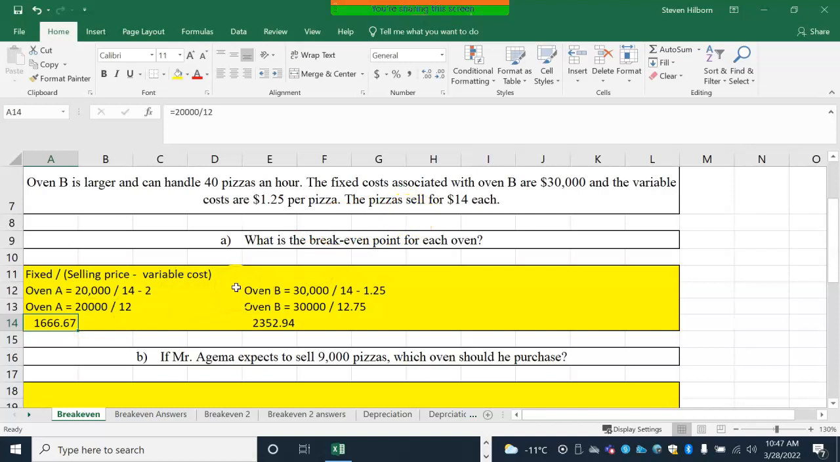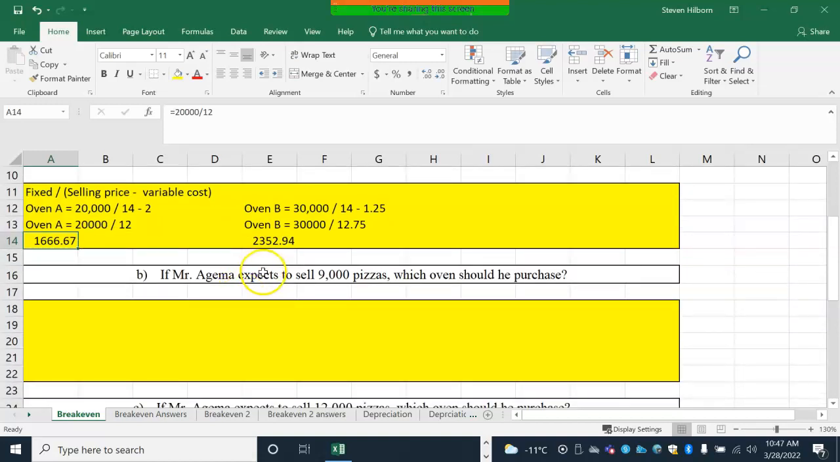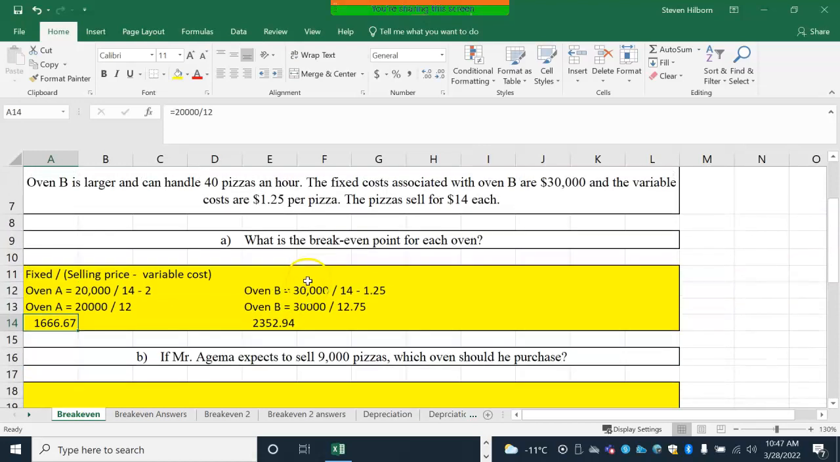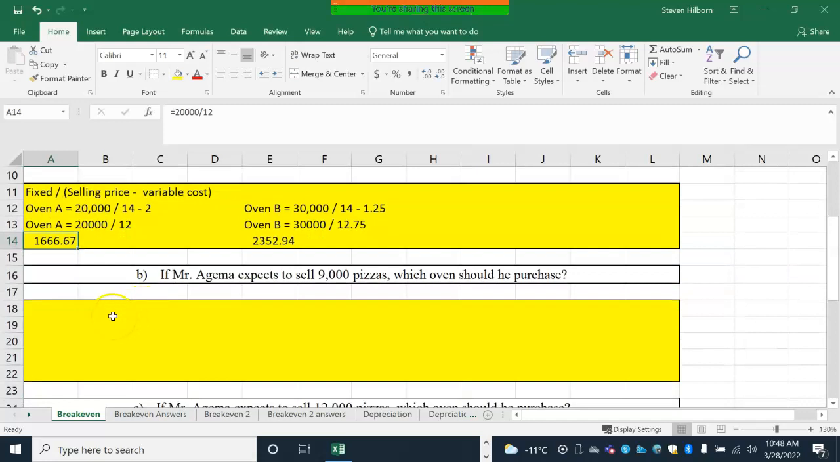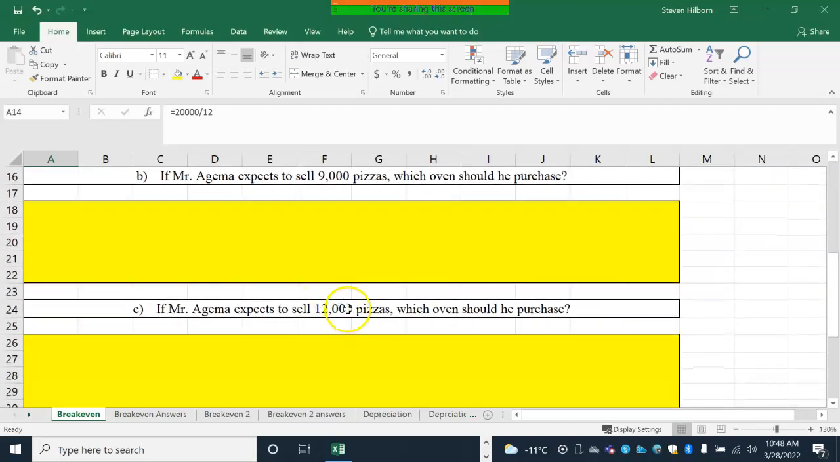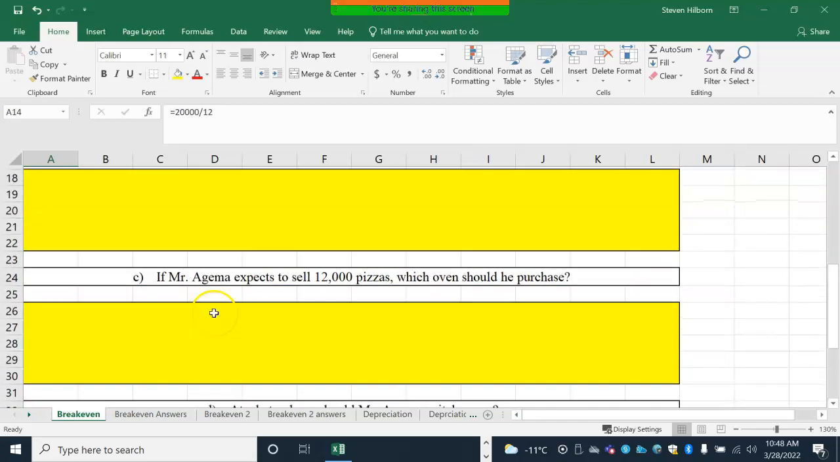Now that's okay. And when you originally look at that, you say, well, that seems like a lot of money. I don't know if I'm going to sell that many pizzas. The oven A obviously stands out as something that you should buy first because it just seems like a less risky thing. Now, that being said, if you were to sell 9,000 pizzas, which one should he purchase? So what we're going to look at is if we sell 9,000 versus if we sell 12,000, which oven would you want to purchase?